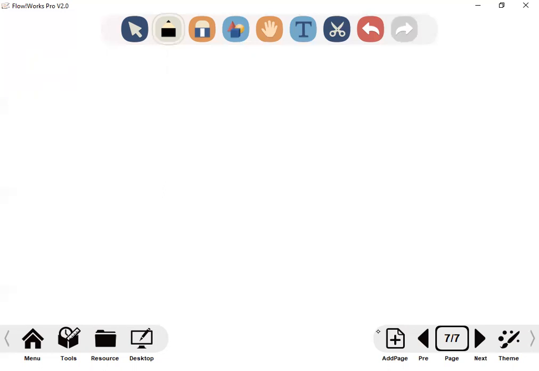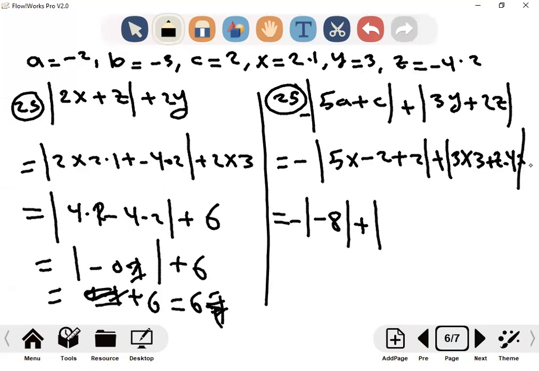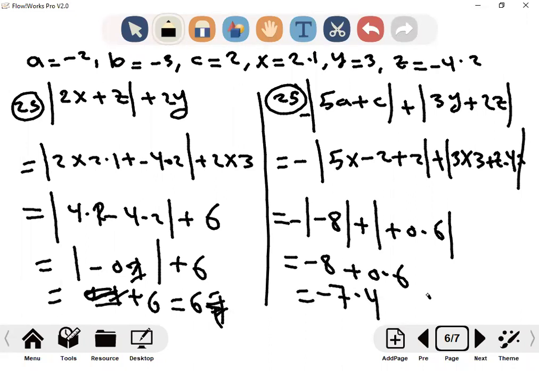Plus 9, keep 9 here, 9. Here negative 8.4 plus 9 plus 0.6, right? Plus 0.6. Here, negative 8 is still negative 8 plus 0.6, negative 7 point. Done.